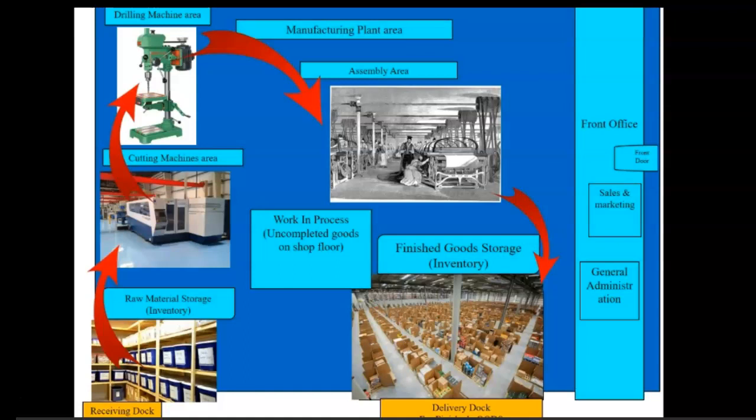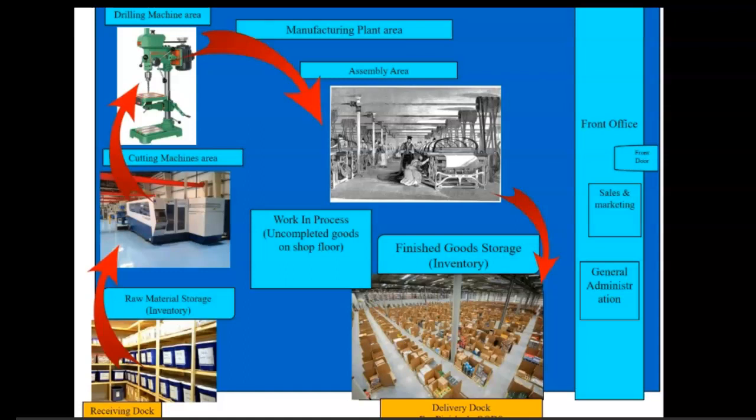Now, when you walk from the front office and into the factory plant, it looks very confusing unless you know what you're looking at. And it all starts at the back, the receiving dock, where raw material is delivered to the back door of the plant and is stored there. And somebody keeps a record of everything that is in what's called stores. It's raw material stores. It's inventory.